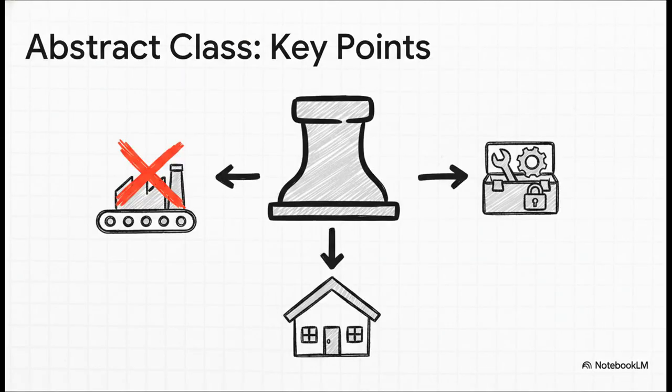Now, there are a few rules of the road here. Just like an interface, you can't create an object directly from an abstract class. It's not a finished thing. It's meant to be a base, so another class has to extend it. But unlike an interface, it can have things like constructors to help set up subclasses, and it can even have final methods that its children are not allowed to change.